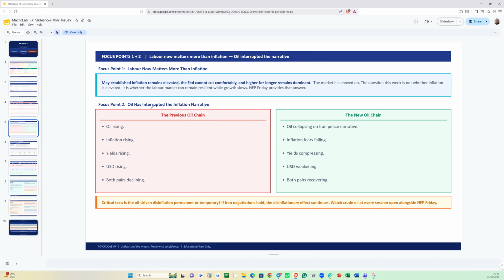Our focus point 2 has to do with oil. Yes, because oil plays a role in the inflation narrative, majorly for this current regime, energy shock and all of that. We could see that pricing into the market. And let's look at this table. It's very interesting data that we captured on this table. You could see the previous oil chain. We could see that oil was rising, inflation was rising, yield was rising, USD was rising, both pairs were declining, which is EURUSD and GBPUSD.